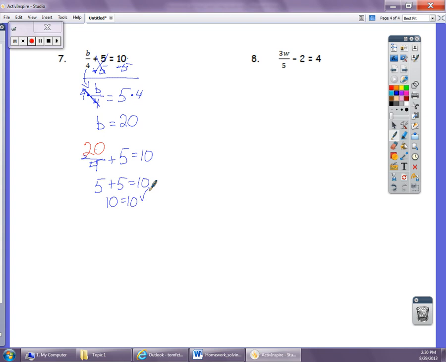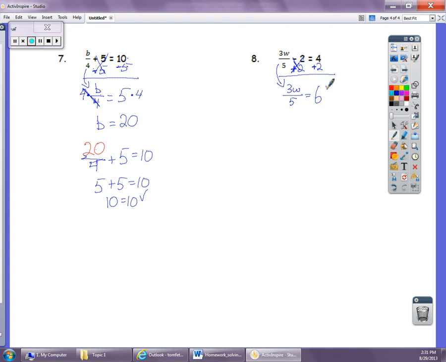And then when we look at number 8, so we have 3w divided by 5, so we want to isolate all that. So we want to get that negative 2 out. So we want to get rid of negative 2. So the way we do that is add 2 to both sides, the additive inverse. Negative 2 plus 2 is going to give us 0. So we add 2 to the 4. So these cross off, and I bring this whole thing down. So I'm going to write 3w divided by 5 equals 4 plus 2 will give me 6.